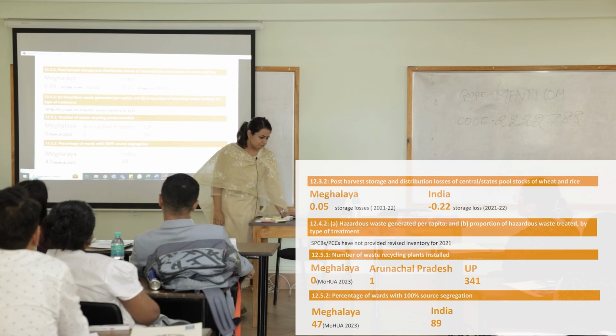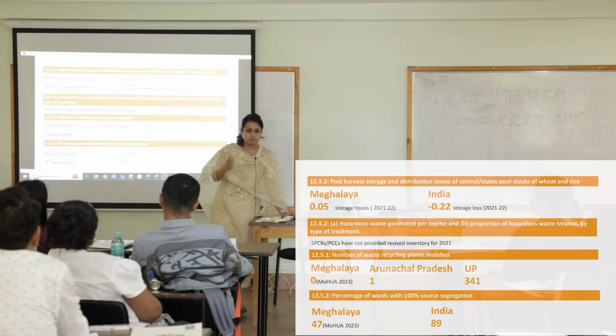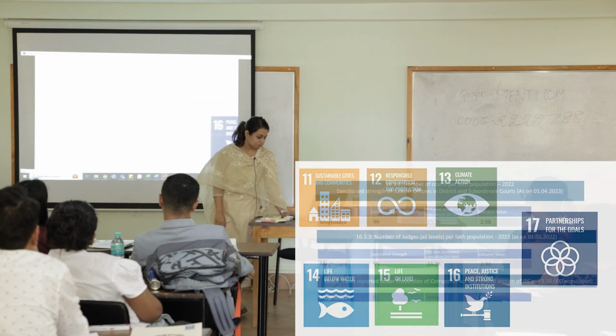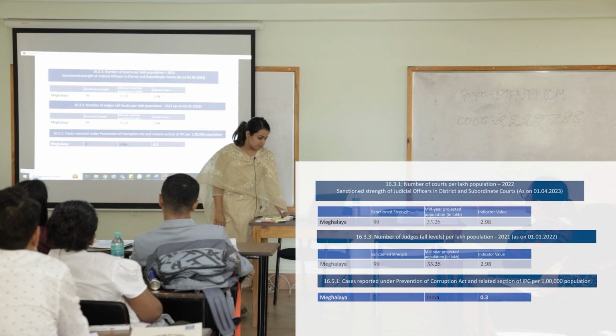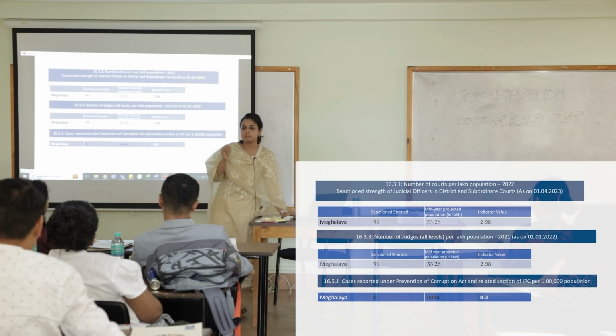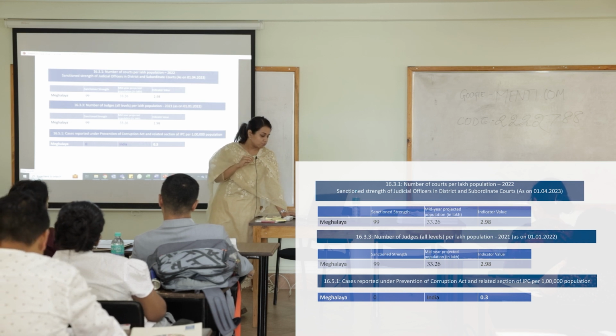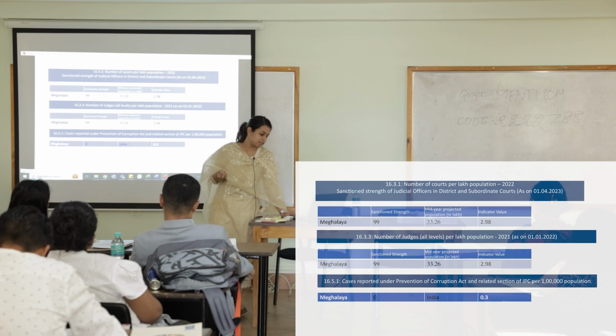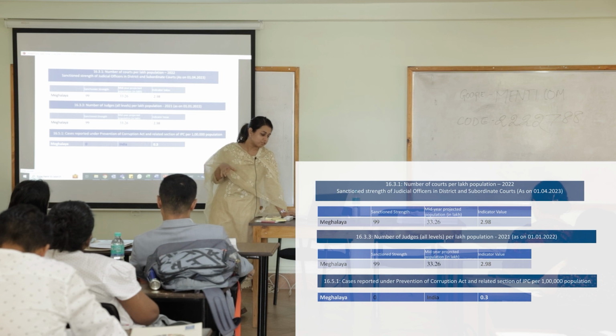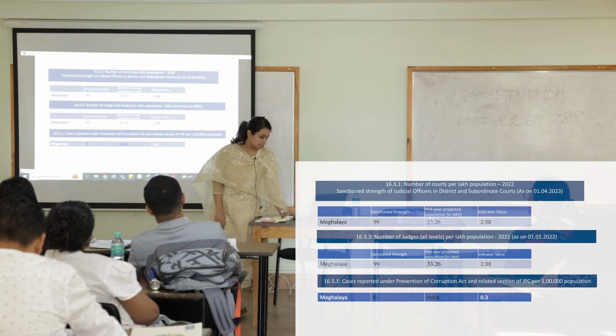So again, for goal 12, which talks about sustainable consumption, mostly related to agri department, food and civil supplies, you can have a look at the indicators later. Goal 16 is about peace and justice. So how are we monitoring them? We are measuring it through cases reported against women, crimes against women, against children. Then for law, we are seeing what is the sanction strength of judicial officers at the district and subordinate courts, and how many judges are there per lakh population.